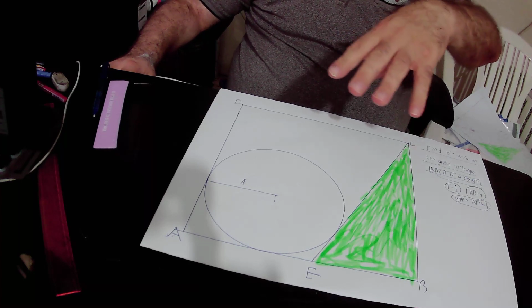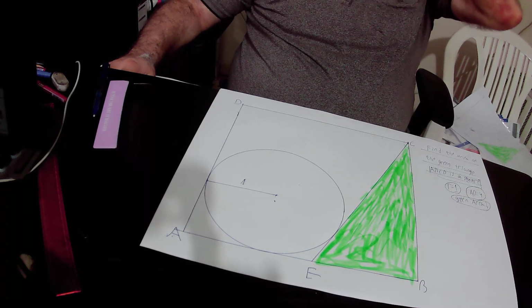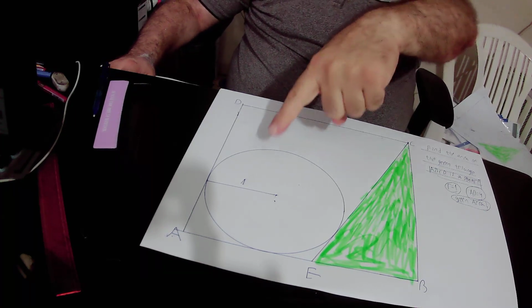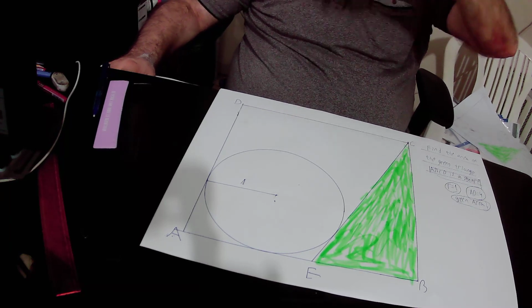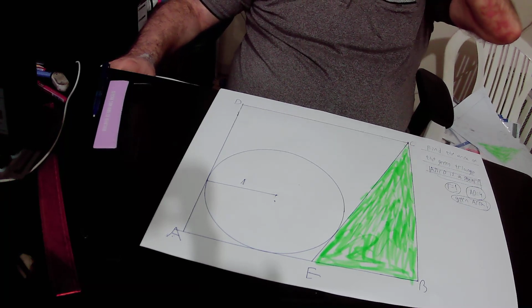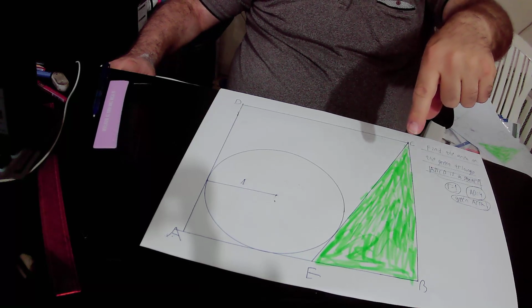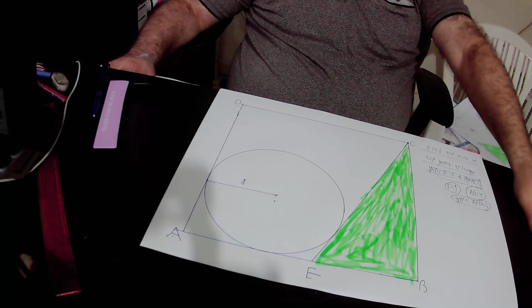Inside this square we have a circle. The radius of this circle is equal to 1 unit, and we want to find out the area of the green triangle, triangle EBC.